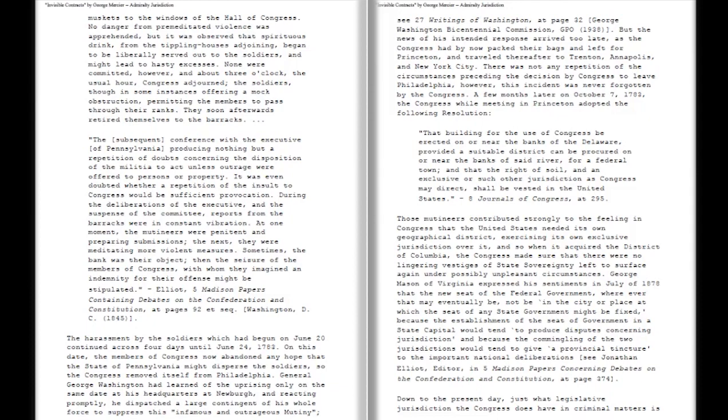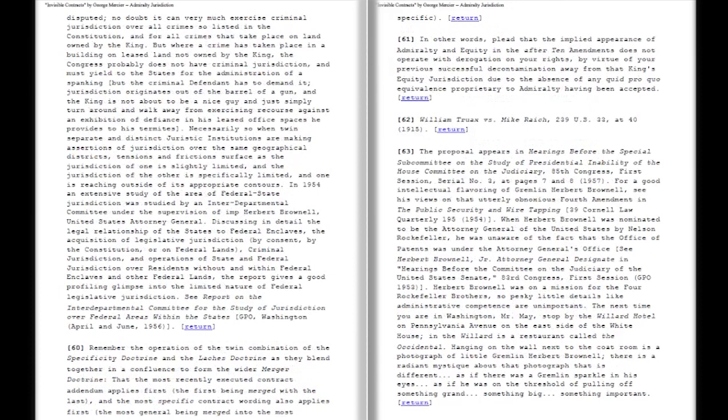Down to the present day, just what legislative jurisdiction the Congress does have in criminal matters is disputed. No doubt it can very much exercise criminal jurisdiction over all crimes so listed in the Constitution, and for all crimes that take place on land owned by the king. But where a crime has taken place in a building on leased land not owned by the king, the Congress probably does not have criminal jurisdiction, and must yield to the states for the administration of a spanking, but the criminal defendant has to demand it.